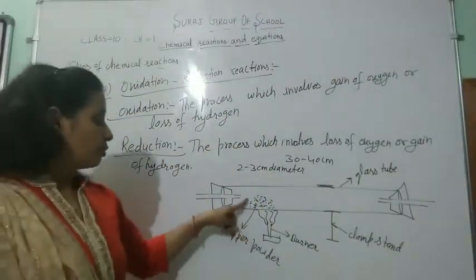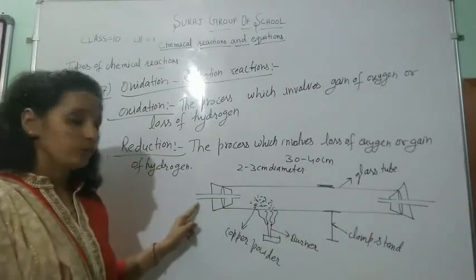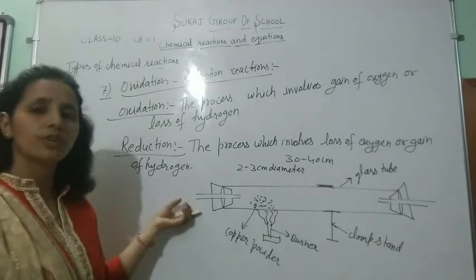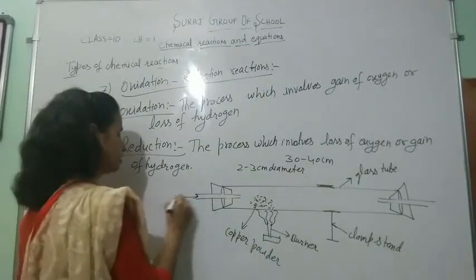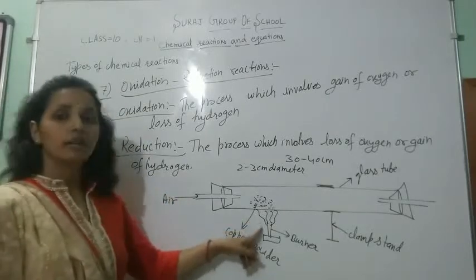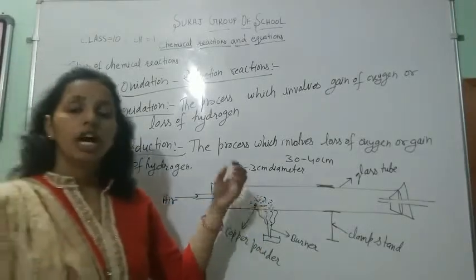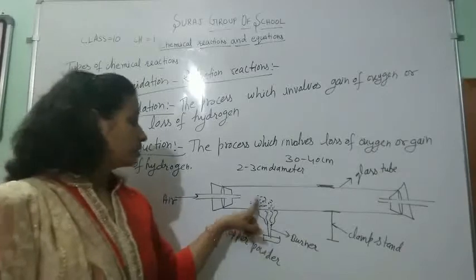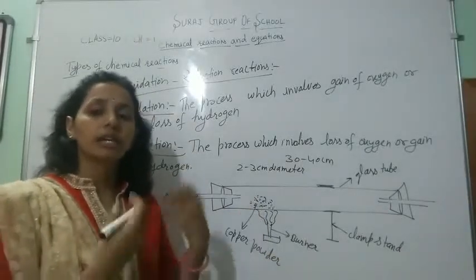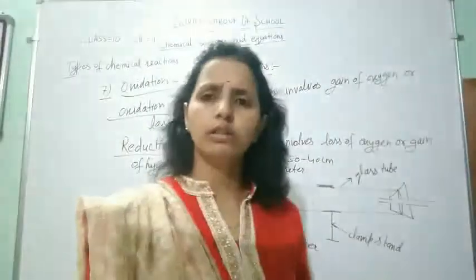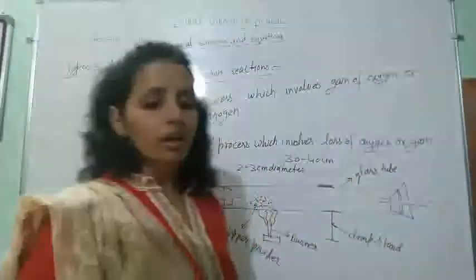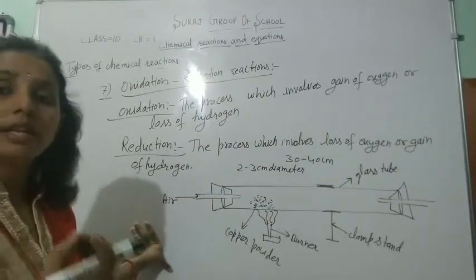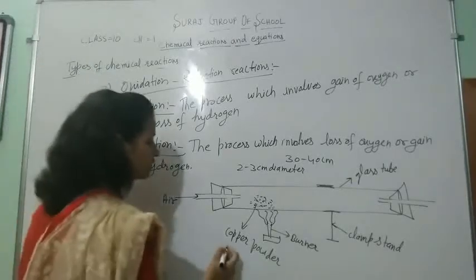Now the copper powder is placed in the glass tube. The rubber cork is fitted, and a small thin glass tube is also fitted in the rubber cork. We supply air and start the burner to give heat. After some time, in the presence of oxygen from the air, the reddish brown copper powder starts heating.